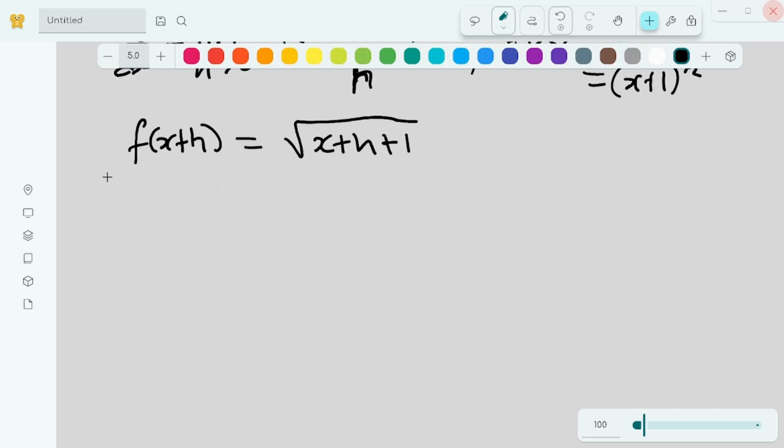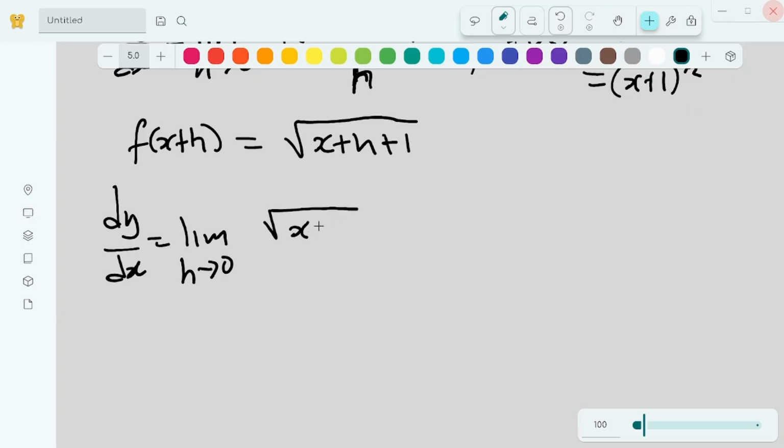So now we go back to the definition of the first principle. dy/dx is going to be equal to the limit as h goes to 0 of the square root of x + h + 1 minus the square root of x + 1, divided by h. Now at this point, if you try to substitute 0 where there is h, it seems like there isn't much you can do from here.